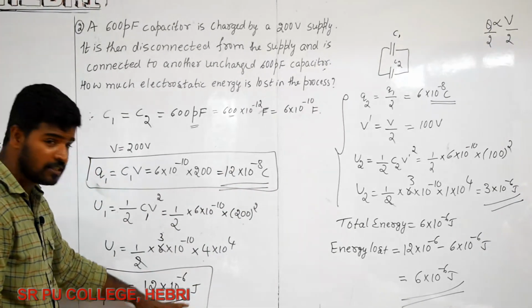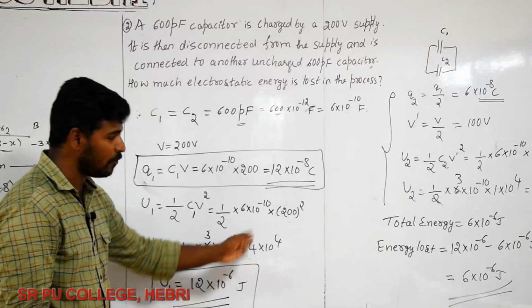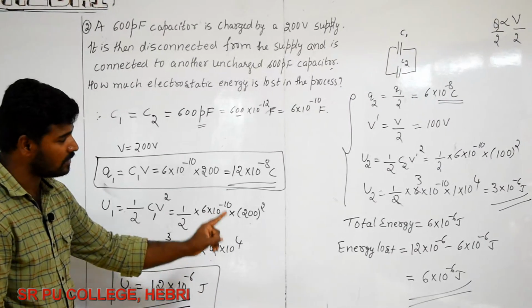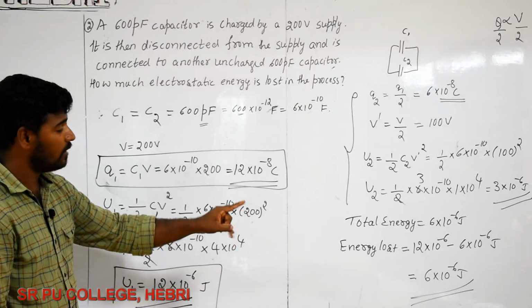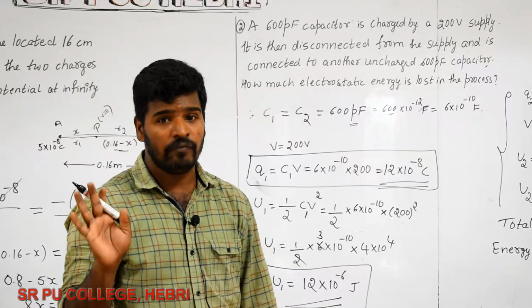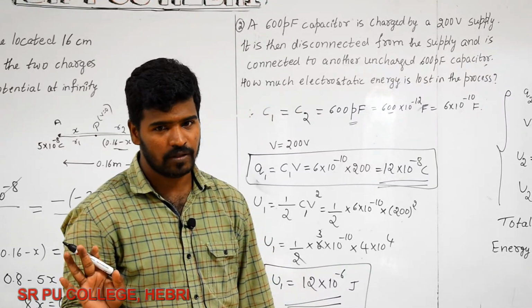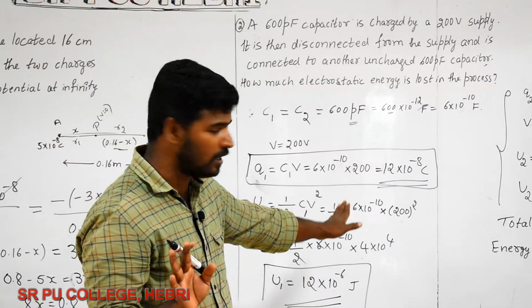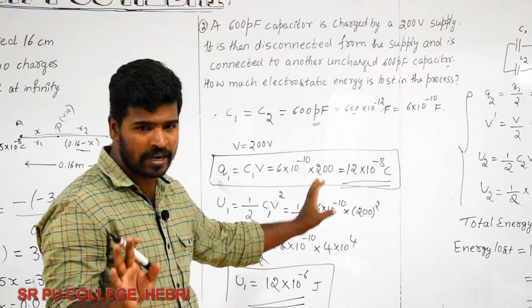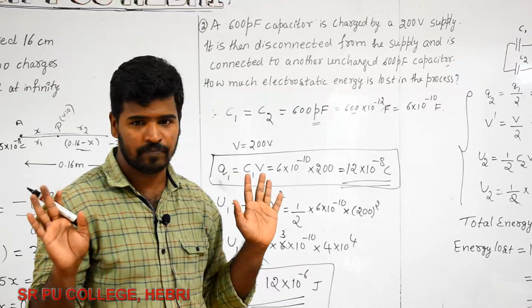What is the initial energy? 12 into 10 raised to the power minus 6. Therefore, energy loss will be 12 into 10 raised to the power minus 6 minus 6 into 10 raised to the power minus 6 joule, which is equal to 6 into 10 raised to the power minus 6 joule. That is the answer. Is it clear? Very important 5-mark board question. This is one of the maximum-repeated questions, the second one. Such questions are repeated most often, whether in the mid-term, the preparatory exam, or the final exam.